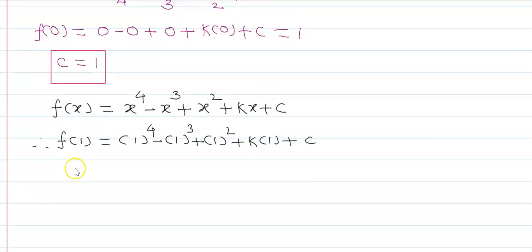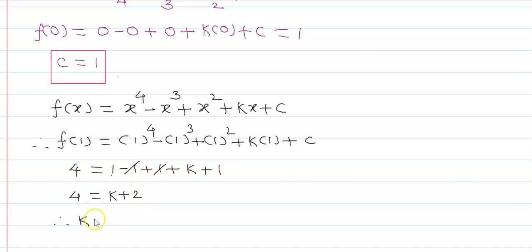Therefore, substitute here x = 1. 1 raised to 4 is 1, minus 1, plus 1, plus k. The value of c is 1, so plus 1. Now plus 1 and minus 1 get cancelled. Here you are getting 4 is equal to 1 plus 1, that is 2, plus k, which is k plus 2, and hence k is equal to 4 minus 2, and that is equal to 2.